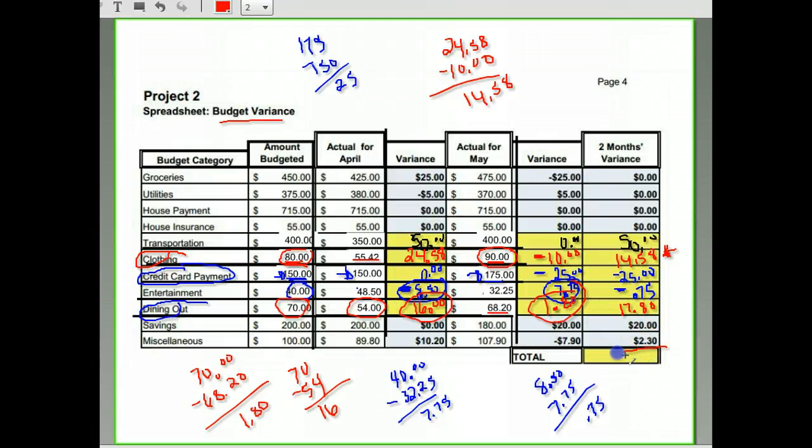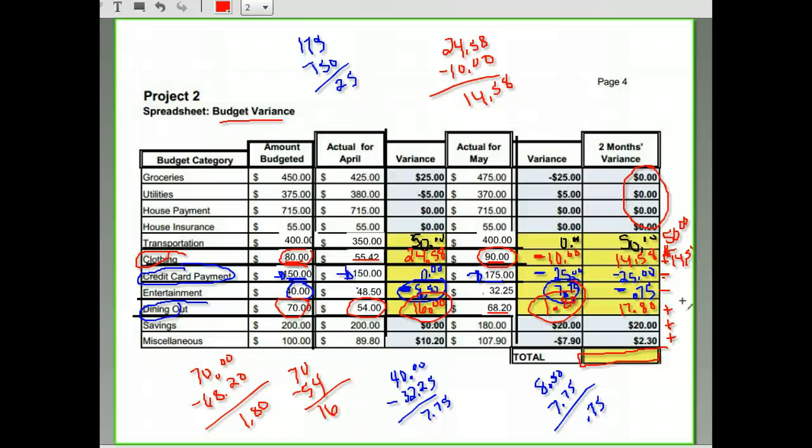Alright, we have one more blank down here, and it's the total variance. So what we're going to do is total these. Now those, some are positive and some are negative. So let's take a look. So we have $50. All of these were zeros, so they're not going to amount to anything. 50 plus $14.58 minus $25 minus 75 cents plus $17.80 plus 20 plus $2.30, and that will give us our total variance.